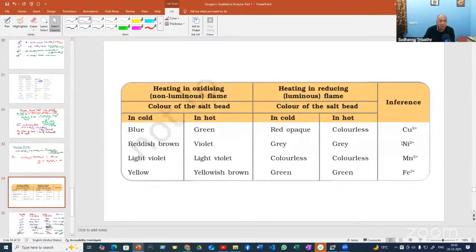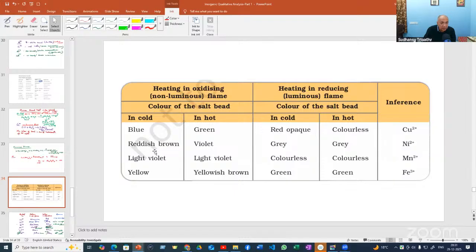So you get a table. I have borrowed it from NCERT, but I have given a long table in my notes. In the non-luminous flame, when hot it is green, but when cold it is blue; that is copper. And if you use a luminous flame, then this will vanish, and further reduction will happen to give you red due to copper metal. When it is hot you don't see anything, but when you cool it, then you get red copper.